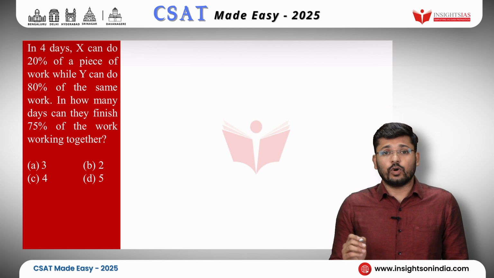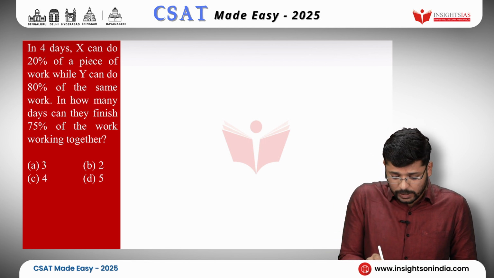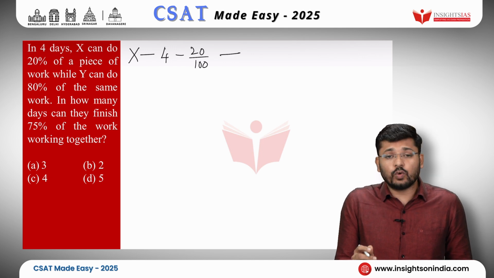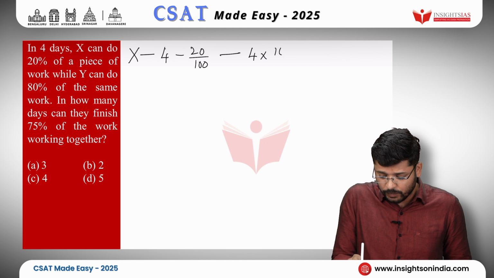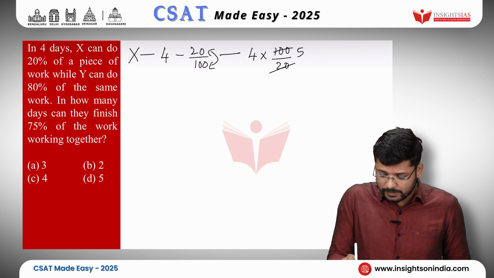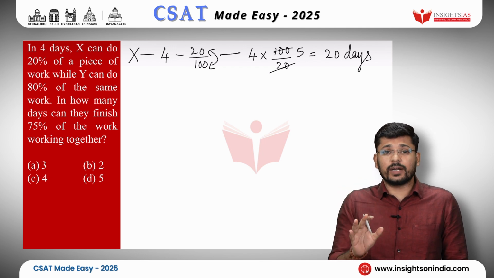What do we do now? First we will find out how much time X and Y will take to do 100% of the work. How do we do that? X, in 4 days, does how much of the work? 20%, right? So to do the full work, that is 100% of the work, how many days will it take? He will take 4 into 100 by 20, because we just inverse this fraction. And 20 divides 100, yes. So 4 into 5 is 20 days. So X takes 20 days to finish the work working alone.